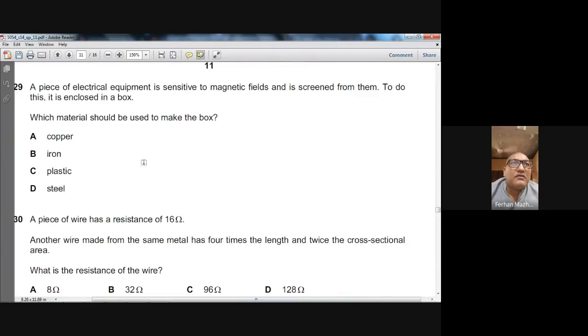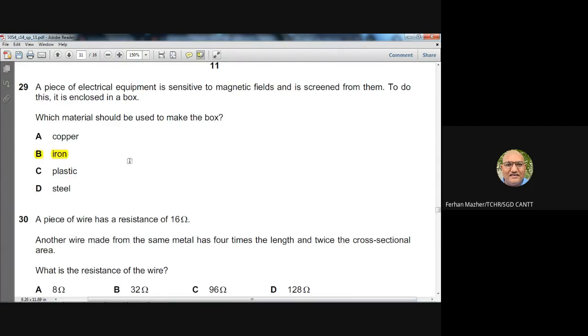A piece of electric equipment is sensitive to magnetic fields and is screened from them. To do this, it is enclosed in a box. Which material should be used to make the box? You know, for magnetic screening, the box is made of iron. It does not let the magnetic lines come in. So very simple. It's a fact and a very simple question. So question number 29, B is the right choice.